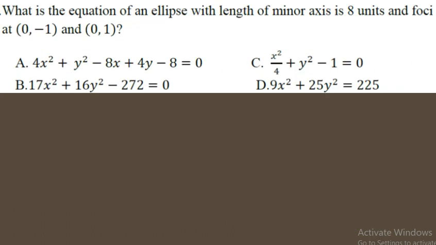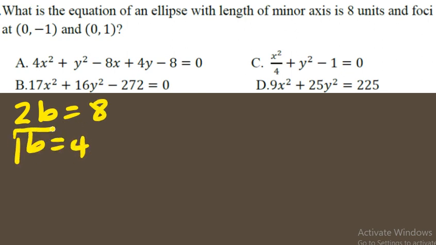The next one: what is the equation of an ellipse with length of minor axis 8 units and foci 0, -1 and 0, 1? So what is given? First one is the minor axis. Minor axis means 2b. 2b is equal to 8, so divide by 2, b is equal to 4.